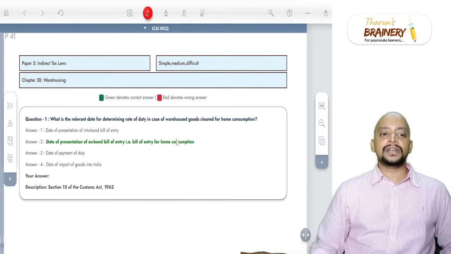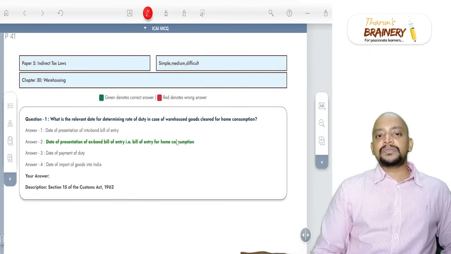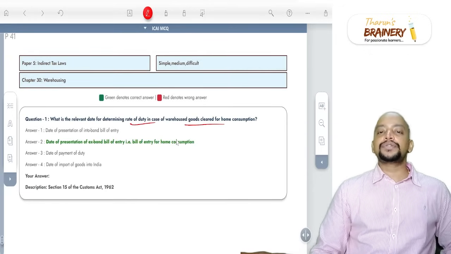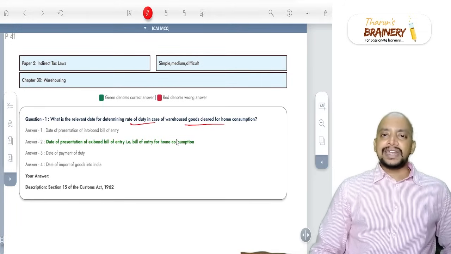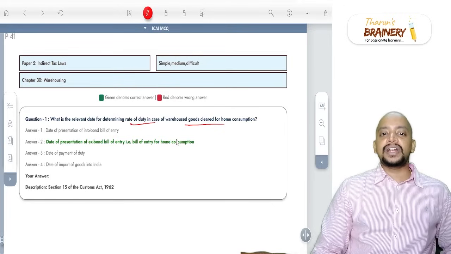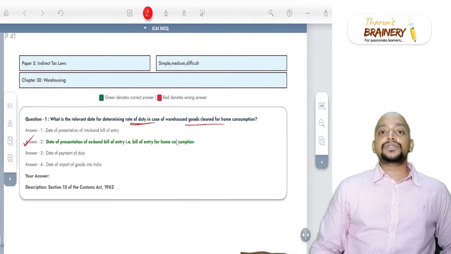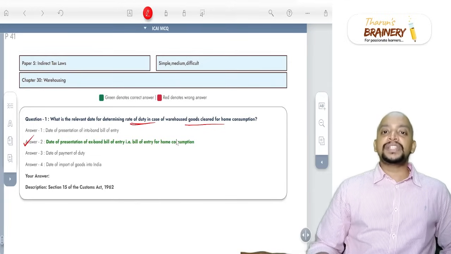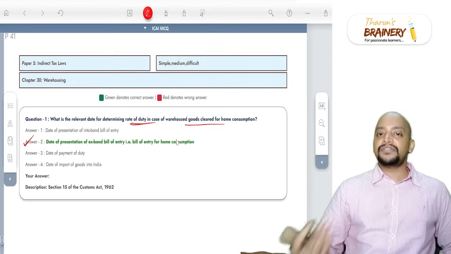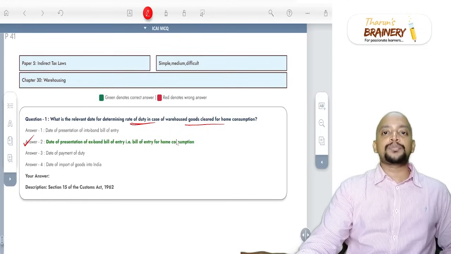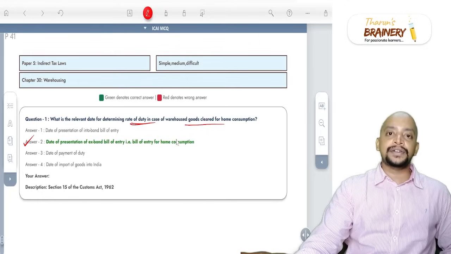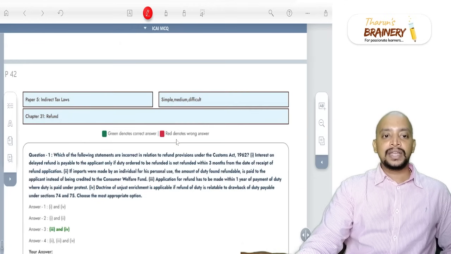Then next, warehousing. What is the relevant date for determining rate of duty in case of warehoused goods cleared for home consumption? In case of warehoused goods, the relevant date for rate of duty is the ex-bond bill of entry for home consumption. But in the Kesoram Rayon case, when the goods are not cleared within the permissible warehousing period, on expiry of the warehousing period, it is deemed that the goods are improperly removed, and on that date, whatever the rate of duty is, that should be taken.